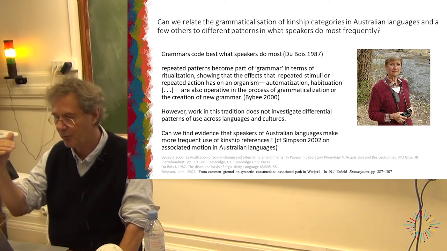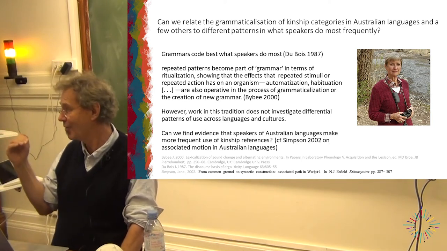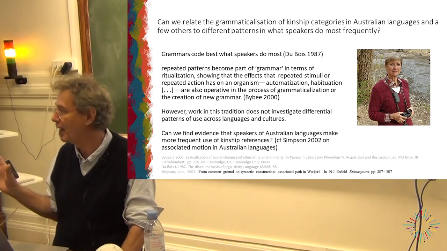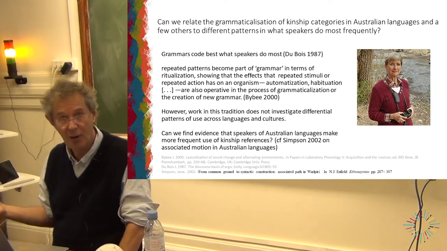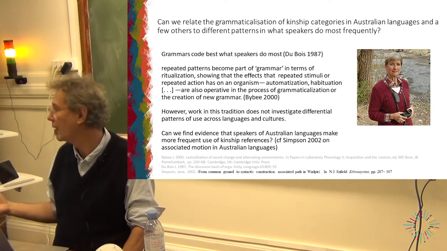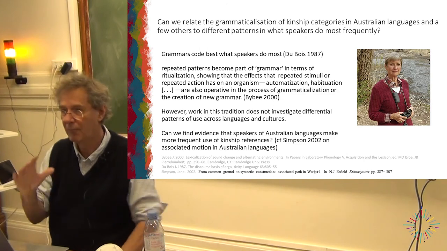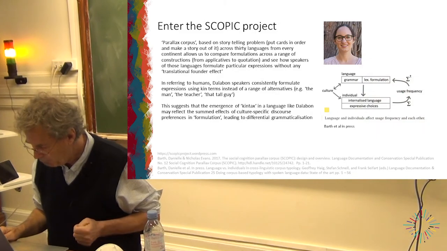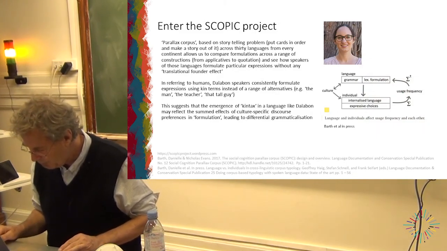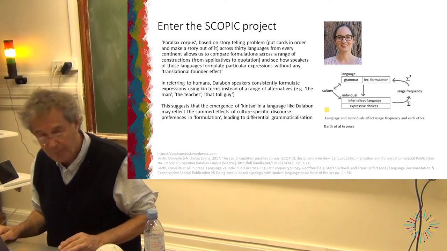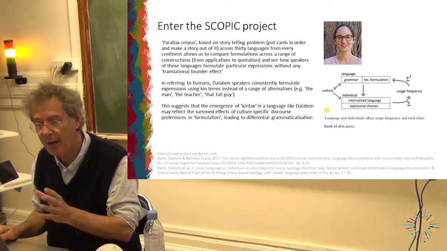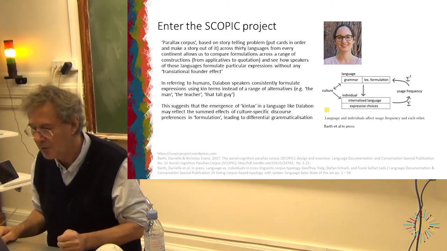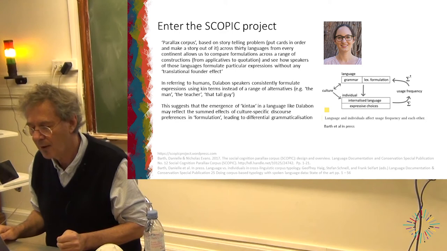Jane sets out a number of steps that one should follow before doing this, and she applies it to a different semantic domain, what's called associated motion in Warlpiri. She shows that people talk about certain sorts of motion a lot, and that's probably why it grammaticalizes. But we've been trying to apply this, looking at comparative frequency in our SCOPIC project to try and help with this problem.